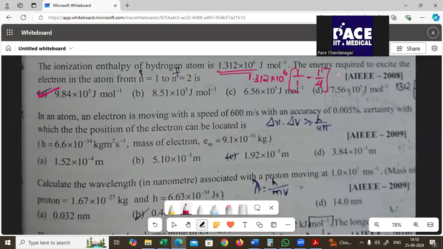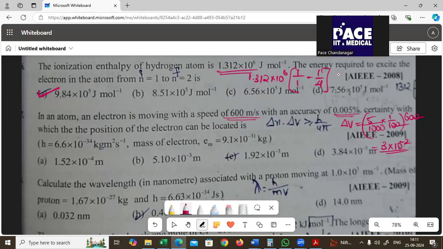Then, in an atom, an electron is moving with a speed of 600 meters per second with an accuracy of 0.005%. Again, I want you to go with the delta v value, same as the previous question. Delta v is equal to 0.005%, that is 5 by 1000 into 1 by 100 of 600. So this gives 30 by 1000, which is 3 by 100, which is 3 into 10 to the power minus 2. That is my delta v value.